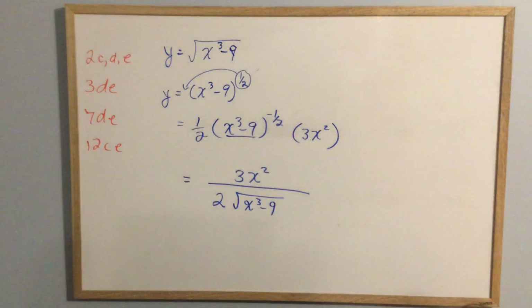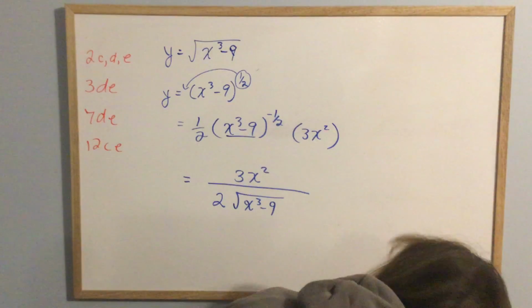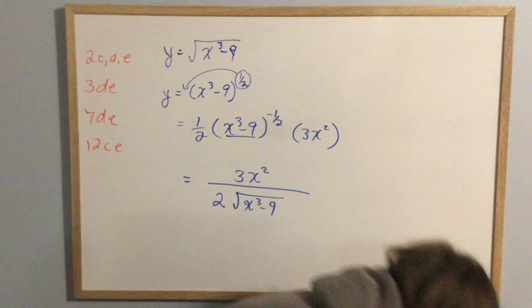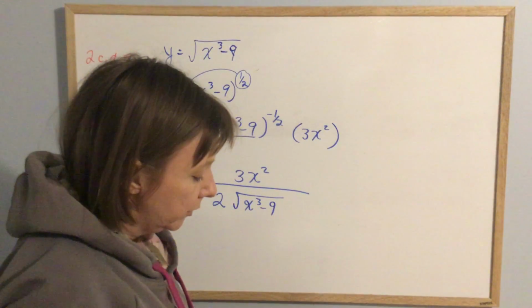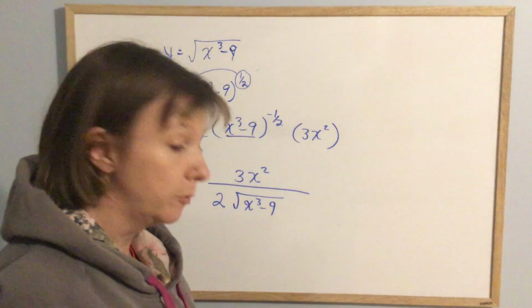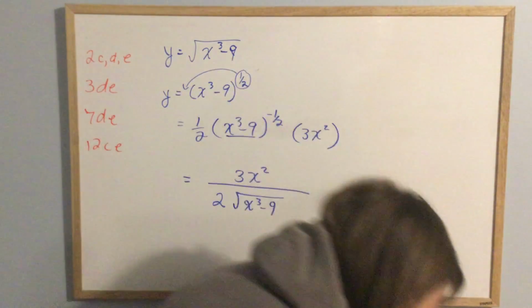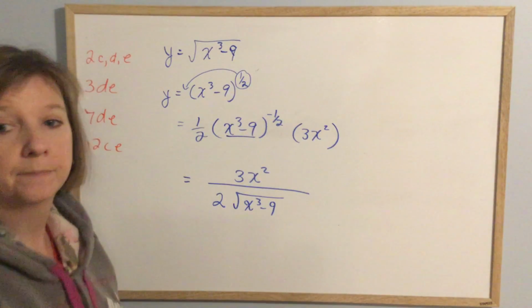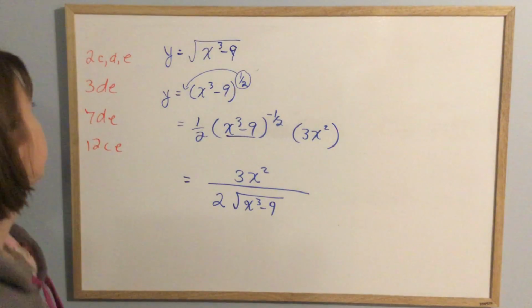Let's see what the back of the book says for 2C. For 2C, the back of the book says the same thing I do. Look at that. All right. So that's what I would do there. All right. So let's do another one. D.